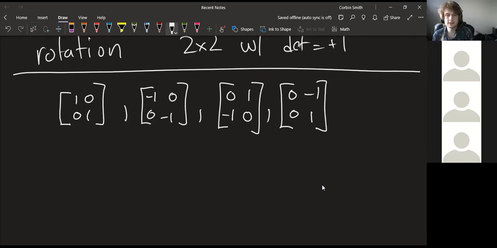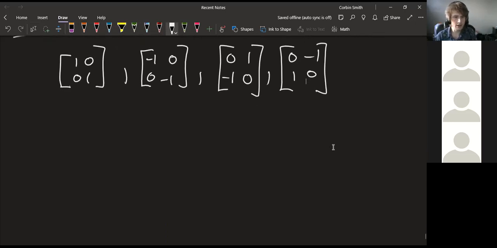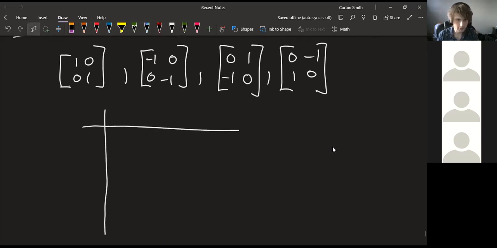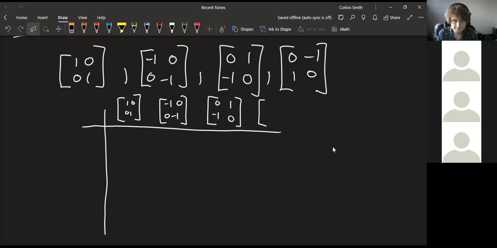Actually, so we need to prove that this is a group. We already have the identity matrix in here, and we already know that matrix multiplication is associative. Oh, whoa, this last one is messed up, sorry. Now we need to confirm that we have inverses and that it's closed. So in order to do that, let's literally make a multiplication table. So then 1, 0, 0, 1.